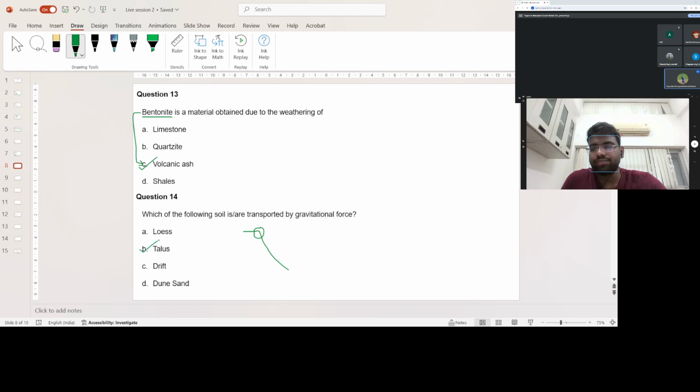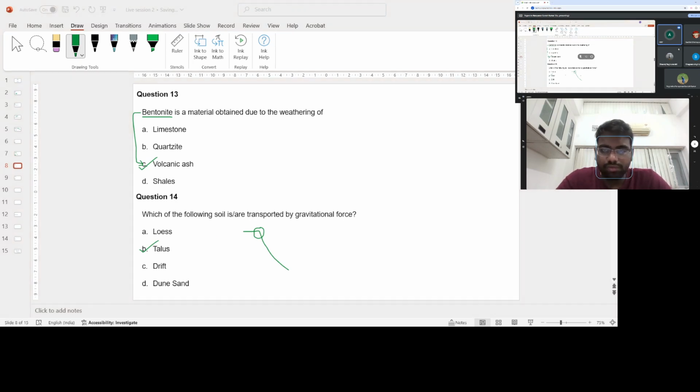Talus. Hope I'm clear. Landslides and avalanche both will come under this only. Those will come under a broad umbrella of colluvial soils, but if you take only talus, those are essentially from the cliffs. Cliffs are vertical, whereas landslide and avalanche will be inclined. But both are gravity only. Both are gravity. That's why I mentioned both come under the colluvial deposits only.